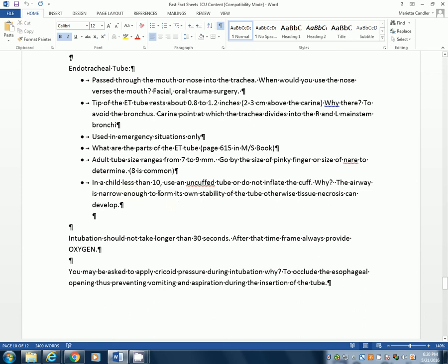In a child, usually less than 10, use an uncuffed tube or do not inflate the cuff. And why do we do that? Because the airway, if you remember, is very narrow. We talked about that in growth and development. It doesn't take much to clog it off, any kind of edema. So it's got enough there that it forms its own seal and own stability. Otherwise, tissue necrosis can develop.